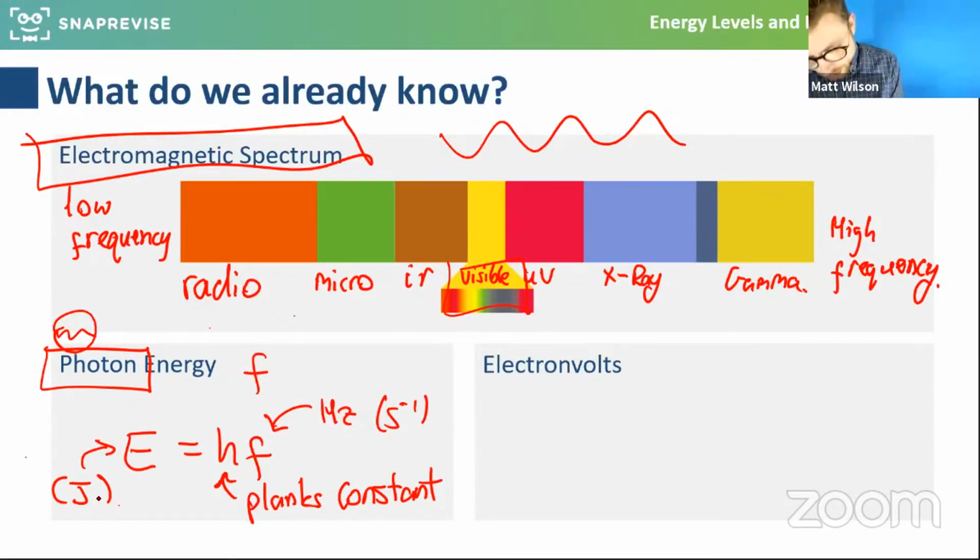The last thing we need to know is the definition of an electron volt. An electron volt is a measure of energy.